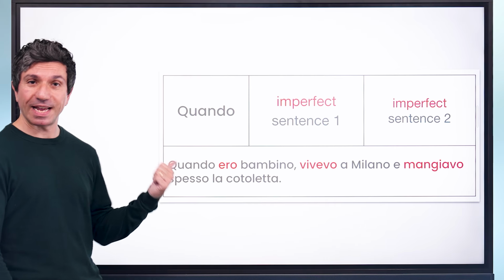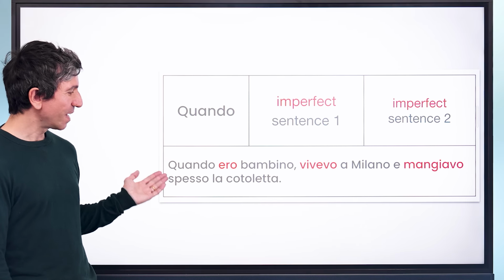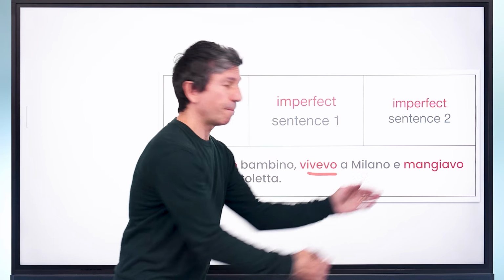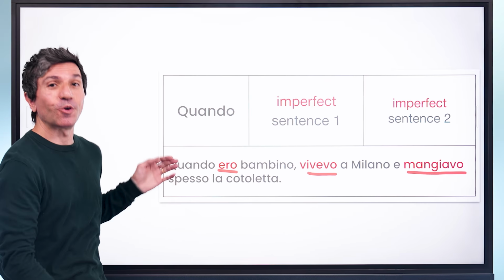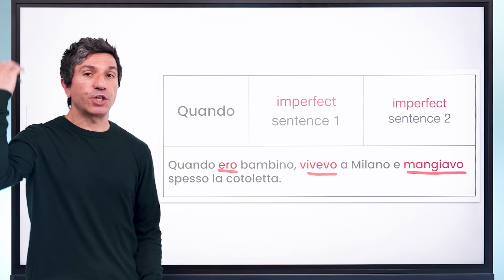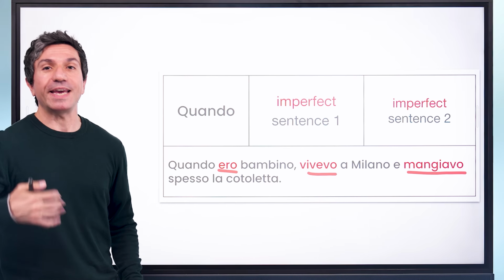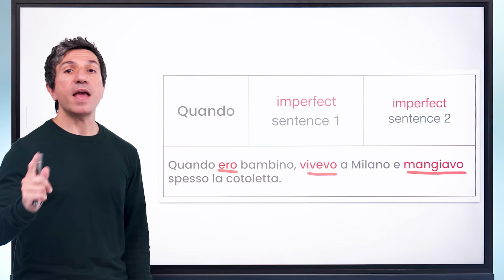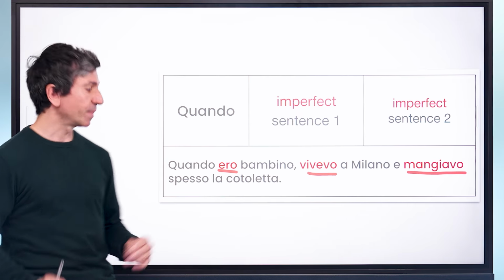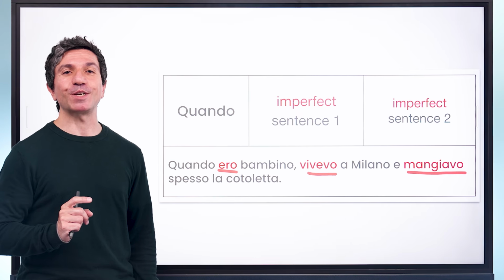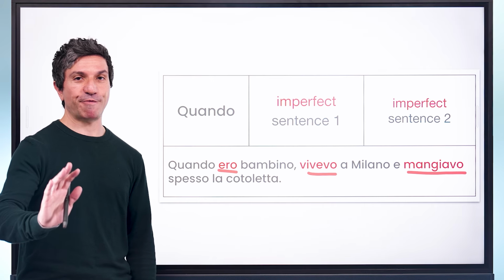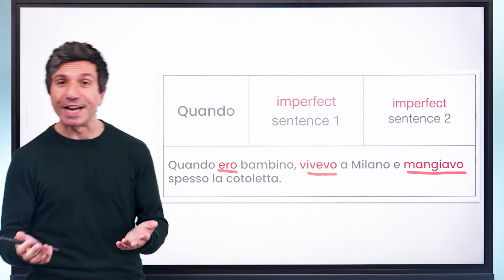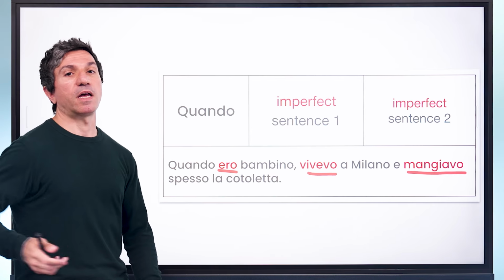For example, in the sentence Quando ero bambino, vivevo a Milano e mangiavo spesso la cotoletta. When I was a child, I lived in Milan and often ate cutlet. The word quando means when and introduces the time frame. Ero is the first person singular of essere in the imperfetto, meaning I was. Bambino means child, so ero bambino means I was a child.